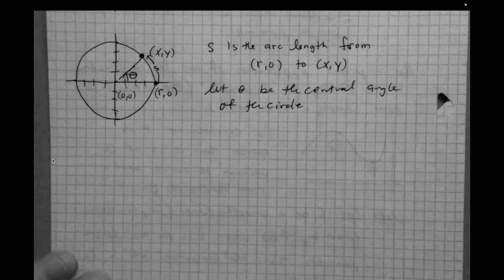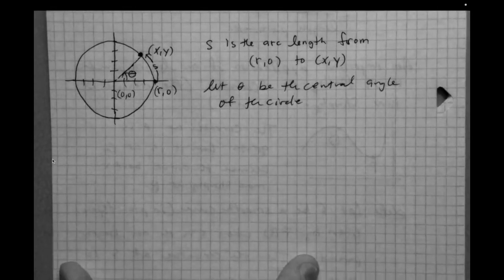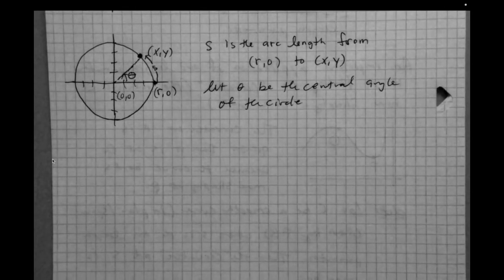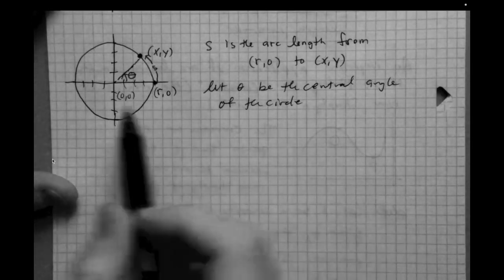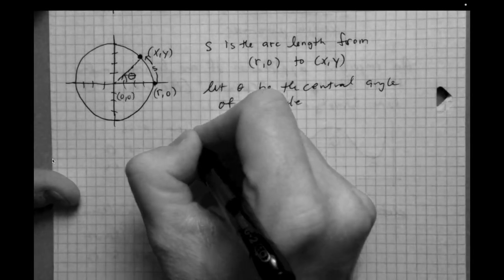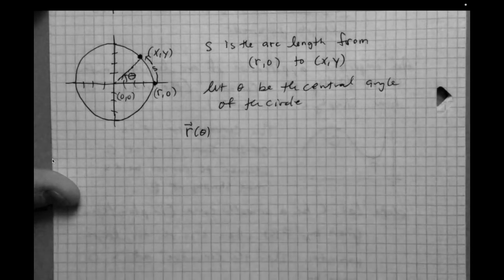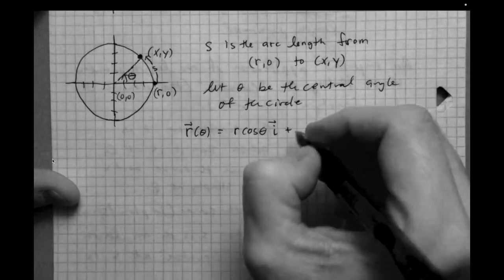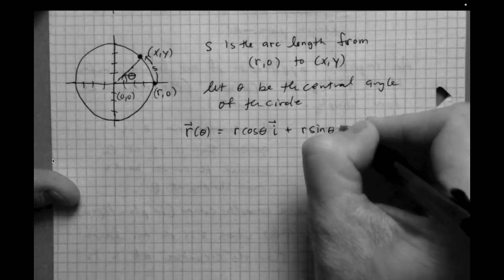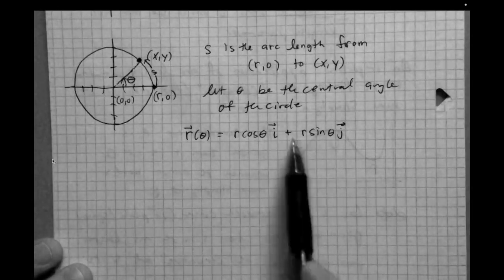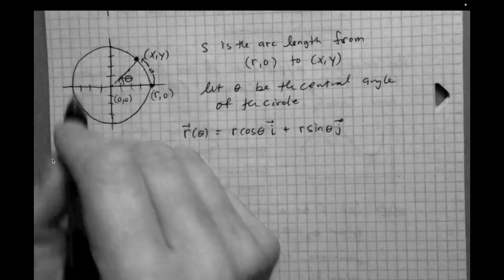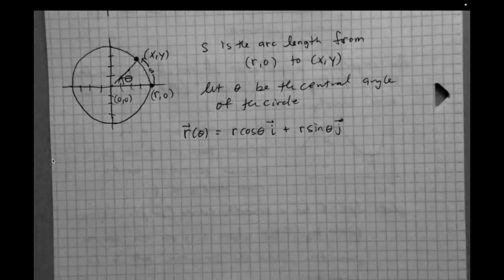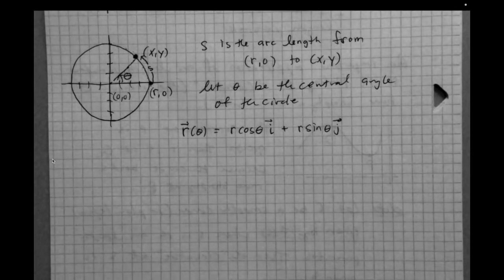Using this kind of setup, we can come up with a vector equation. We could write specifically r(theta) = r cos theta times the i vector plus r sine theta times the j vector. Now notice, as theta varies, you get every point on the circle. That's what it means when we say the circle can be represented by this vector valued function.